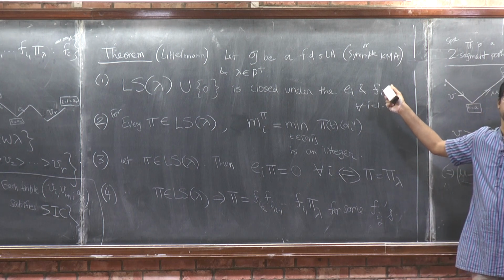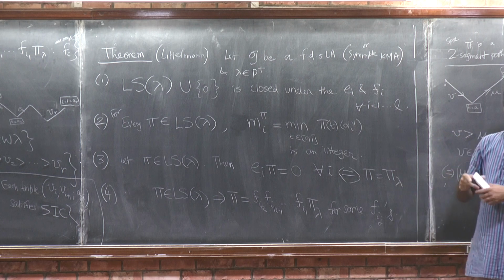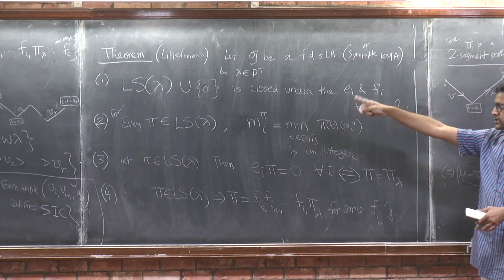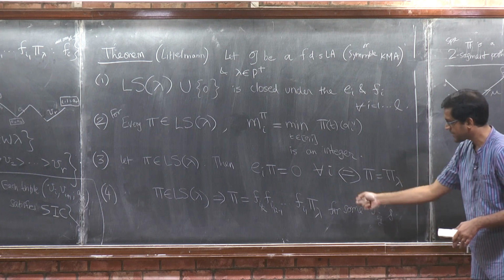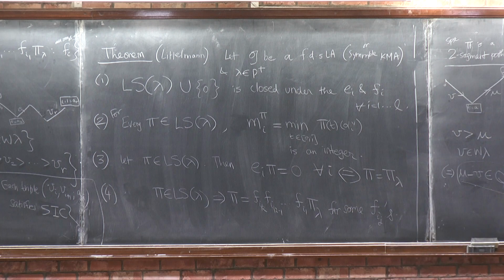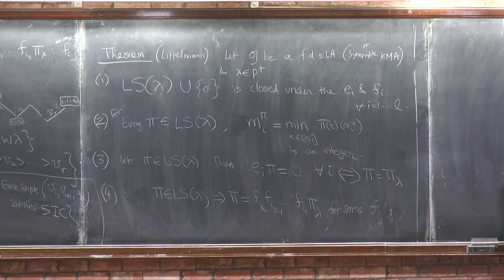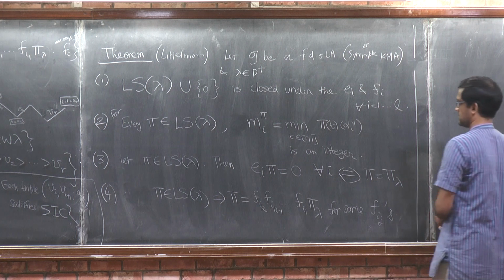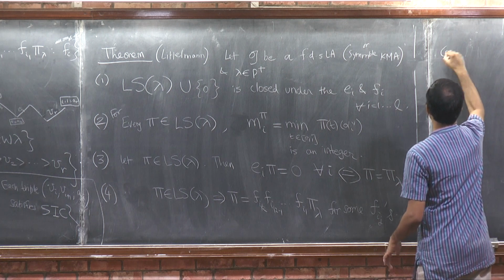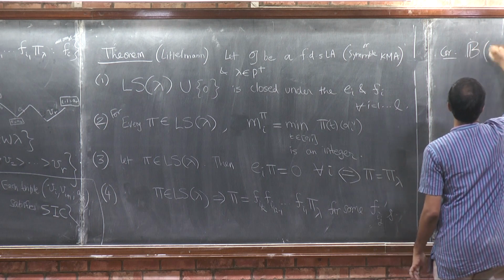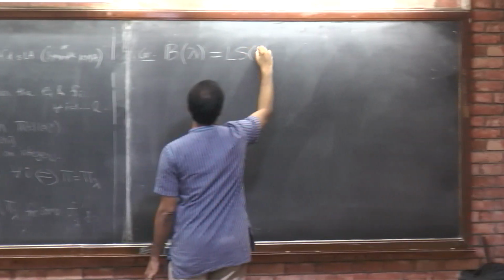It's closed under E_i and F_i. So you take pi lambda, it belongs here. You keep applying F_i's to it, it will again belong to the same class. Further, any path in LS lambda is in fact of that form. That will follow from the theorem. The very first condition. So let me make all those remarks. The corollary, in our notation, is that this set B lambda is exactly the set LS lambda.